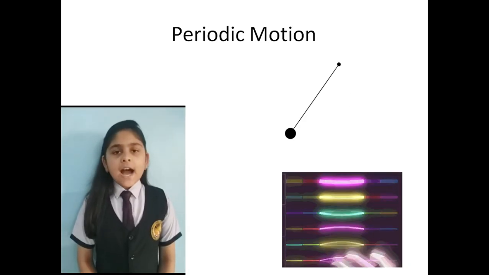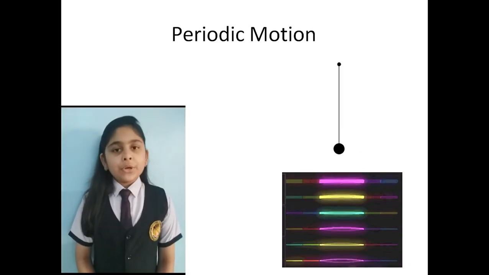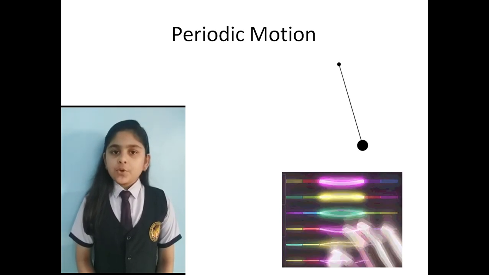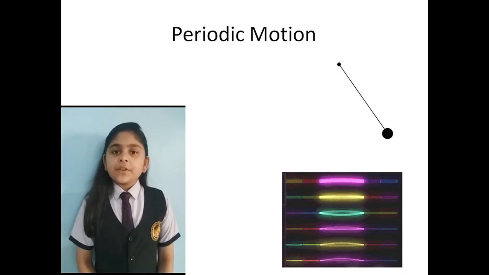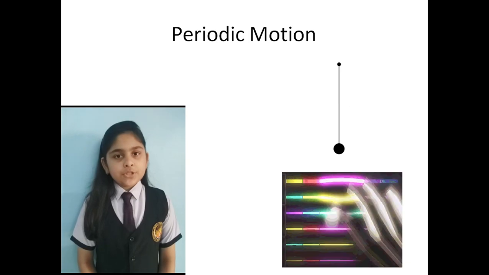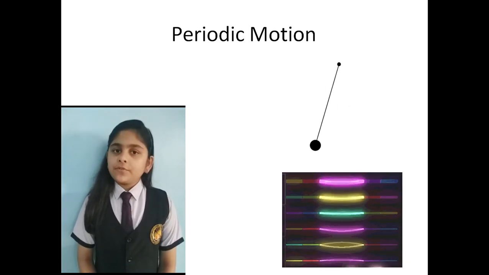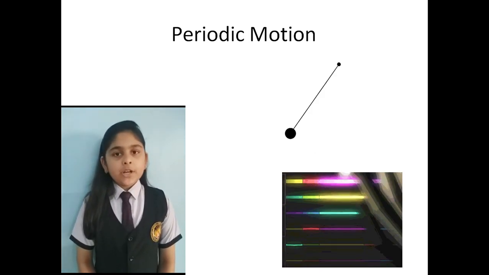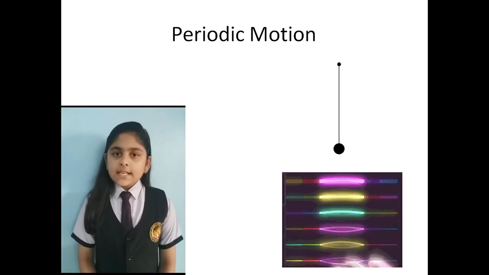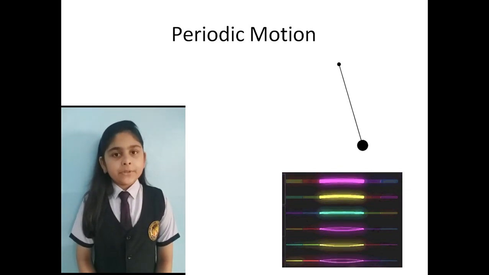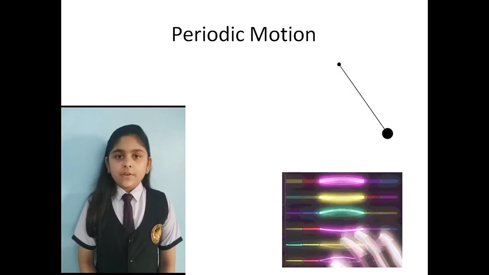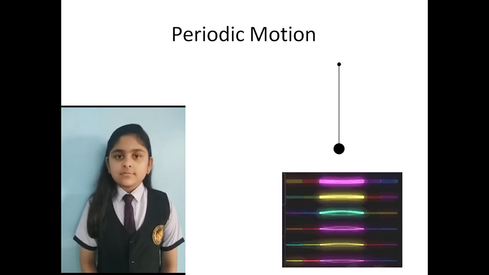Hello everyone, I am going to explain periodic motion. Periodic motion is a type of motion where the object repeats its motion after a fixed interval of time. You may have seen periodic motion in your daily life, such as the motion of a pendulum, or the motion of the string of a guitar.